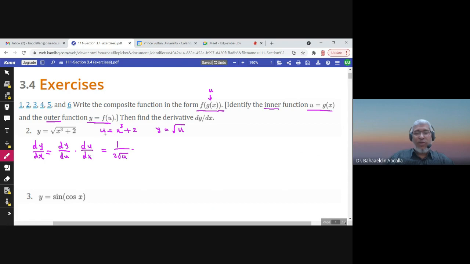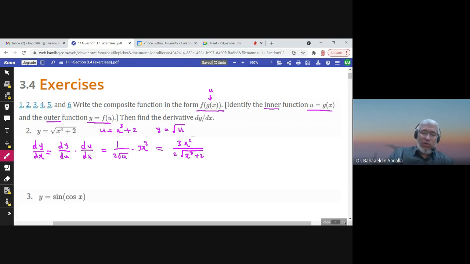So now here, this is u, find du by dx. It is 3x squared. And the final answer would be 3x squared over 2 times square root of u, but u is x cubed plus 2. So this would be the derivative of the function y using the chain rule.